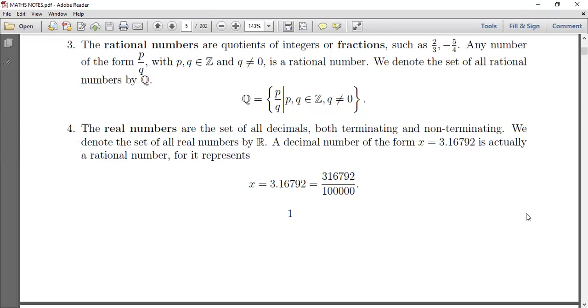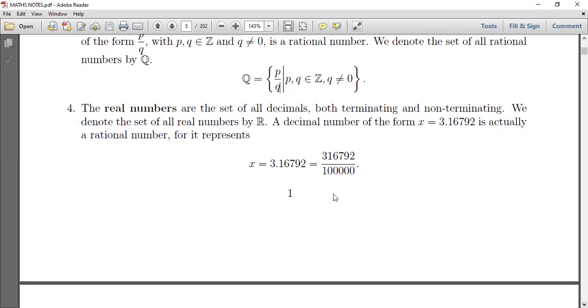But when you combine irrational numbers and rational numbers, you form what is called real numbers. Real numbers include irrational numbers and rational numbers. So it is the set of all decimals, both the terminating and non-terminating decimals.